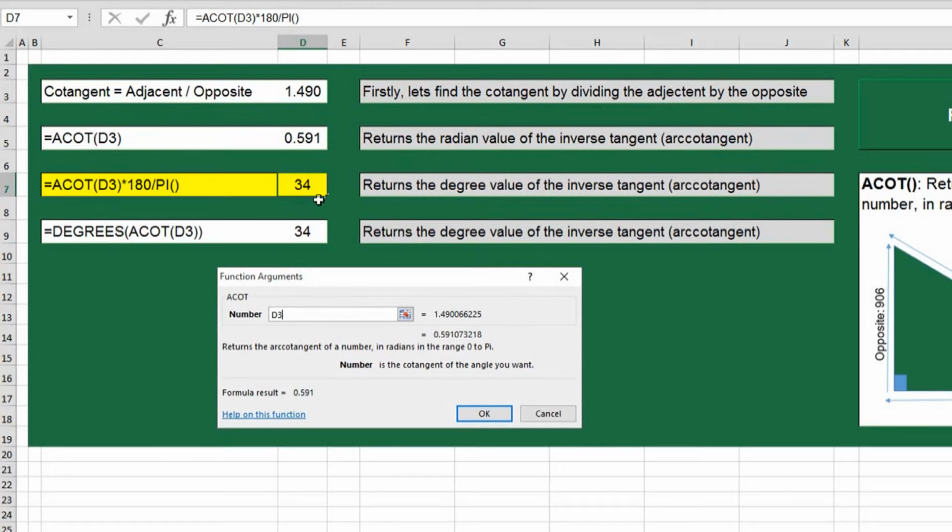Excel has a built-in function for converting radians to degrees by using the function DEGREES, open parentheses, ACOT, open parentheses again, D3, which is our cotangent value, close parentheses, and this will return the value of 34 degrees again.